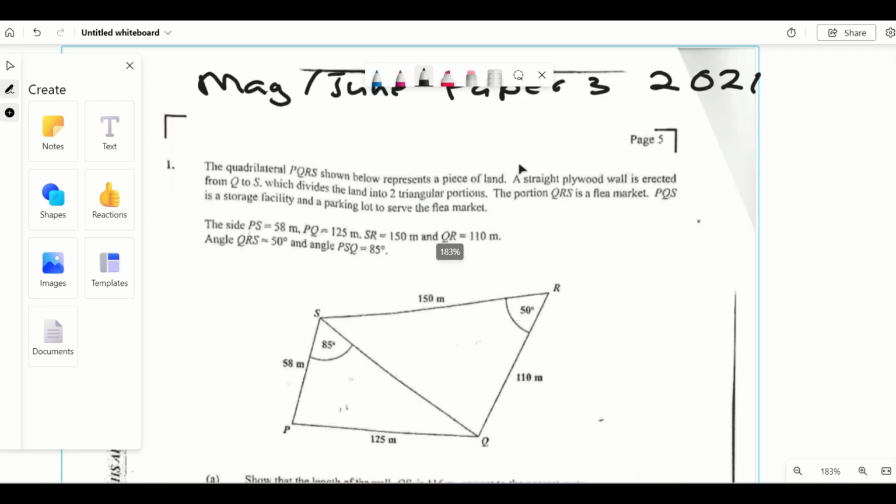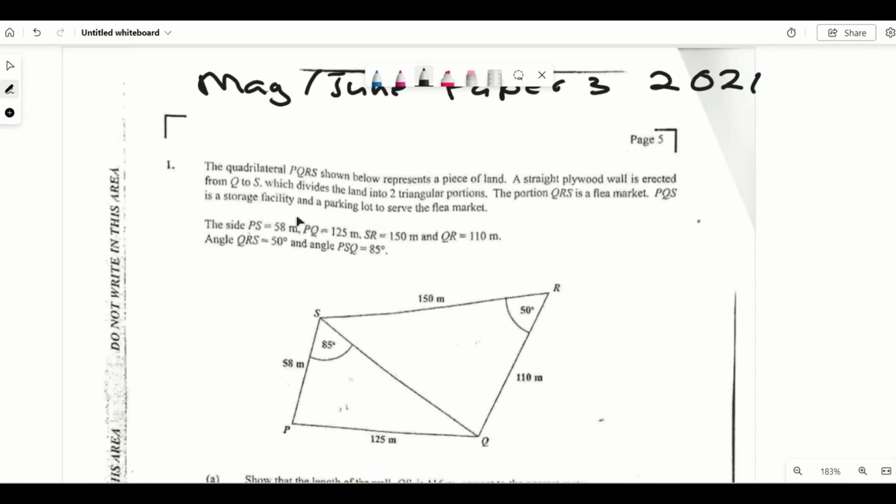Now let's read this question. The question says the quadrilateral PQRS shown below represents a piece of land. A straight plywood wall is erected from Q to S, which divides the land into two triangular portions. So we have a triangle here and we have a triangle here. Portion QRS, the bigger portion here, is a flea market, and PQS, the smaller one here, is a storage facility and a parking lot to serve. So this is a storage facility as well as a parking lot.